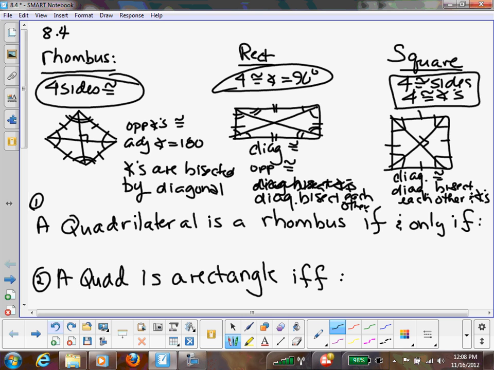So correct that in your notes, please. Okay. The sheet is your friend. It's basically what you want on each of your note cards. Okay? All right, what about a rhombus?